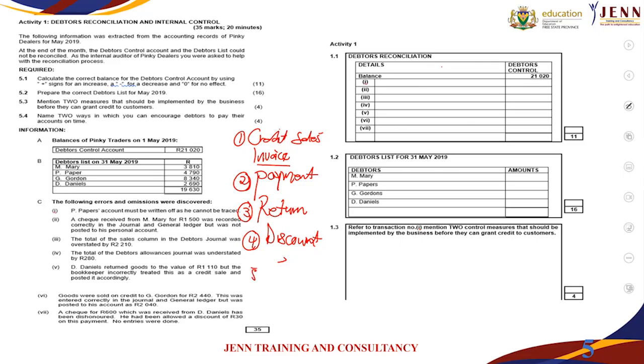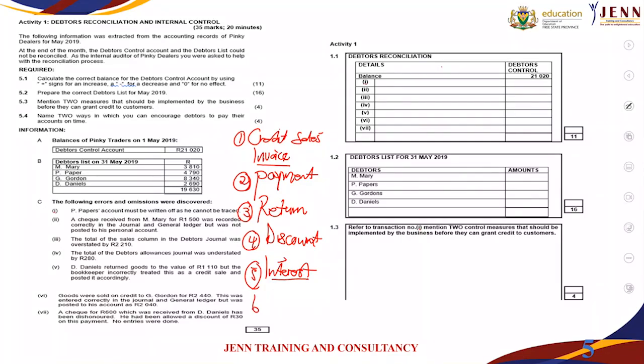And then the transaction number 5 could be what? Could be the interest. If some customers are not paying us on time, remember we spoke about the credit terms. If we say we give them 30 days to pay, and then it happens that this debtor doesn't pay within 30 days, it means us as the business, we are allowed to charge that customer an interest. So if that interest is not recorded, it can be recorded on the debtors control as well as the debtors list. So these are the main 5 concepts or 5 transactions that can take place between the business as well as the customer.